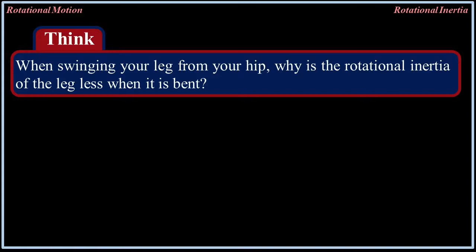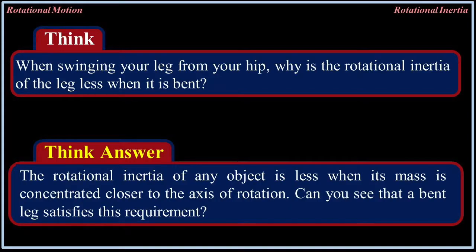When swinging your leg from your hip, why is the rotational inertia of the leg less when it is bent? The rotational inertia of any object is less when its mass is concentrated closer to the axis of rotation. Can you see that a bent leg satisfies this requirement?